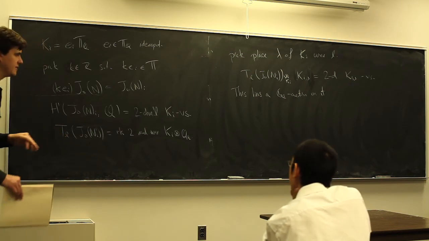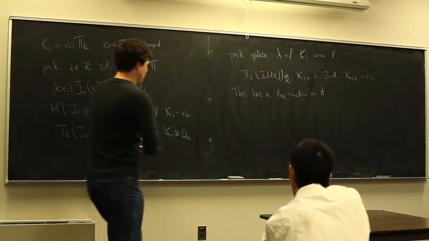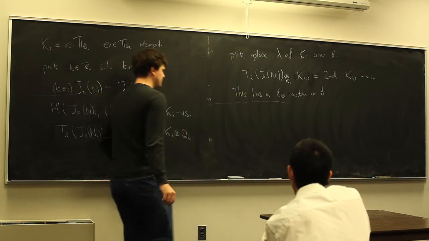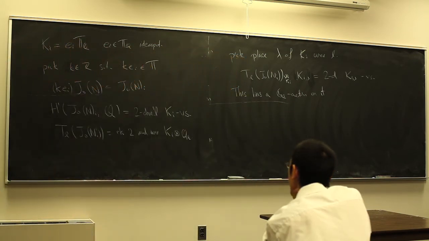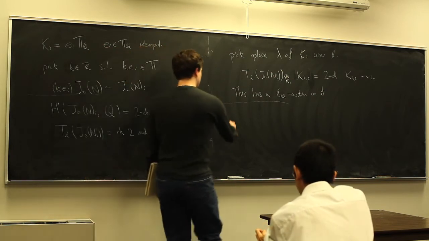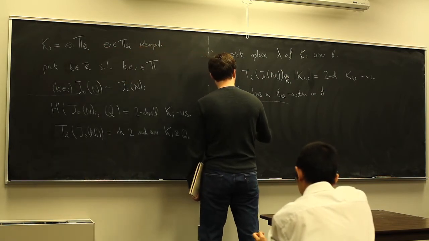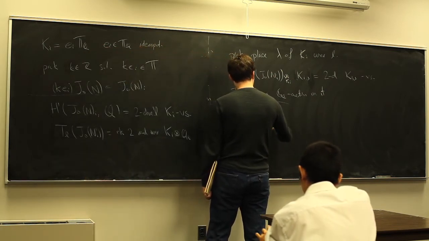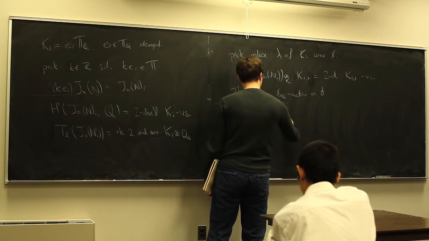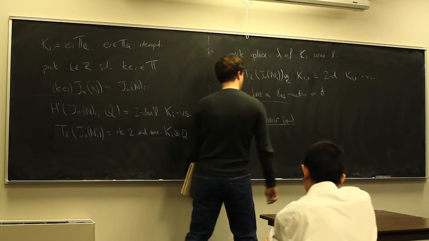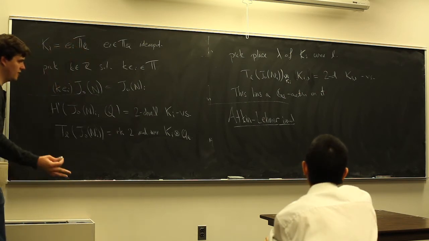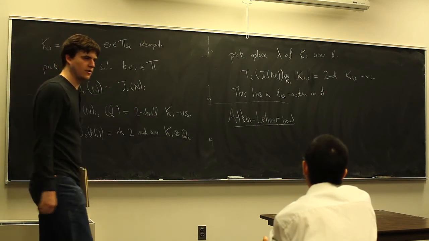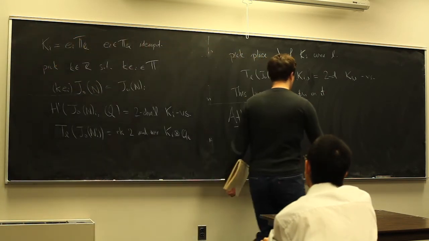Okay, there's still a few minutes left today, and I should define the Atkin-Lehner involution because it's going to come up at some point. I may as well just do it now. Okay, so the Atkin-Lehner involution. This is going to start off as an involution of the space X_0(N) called W.